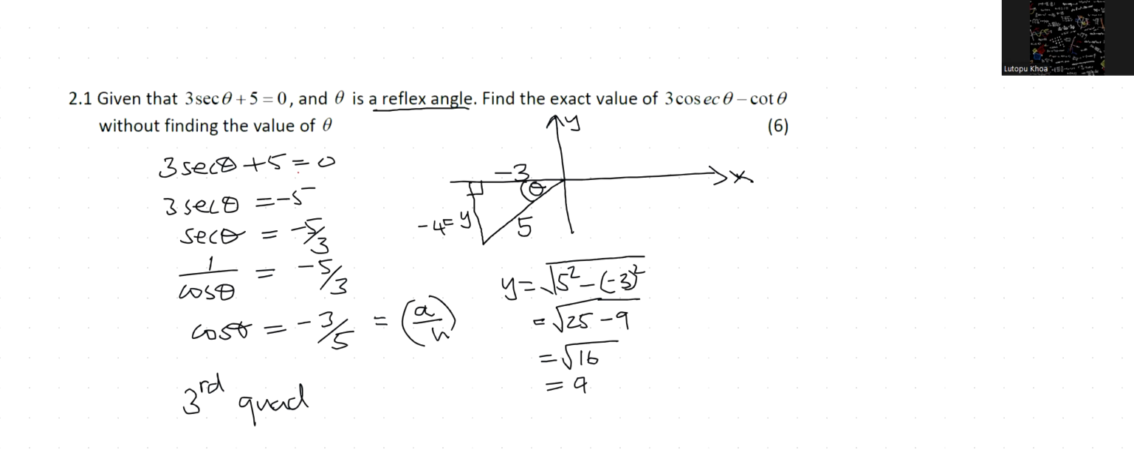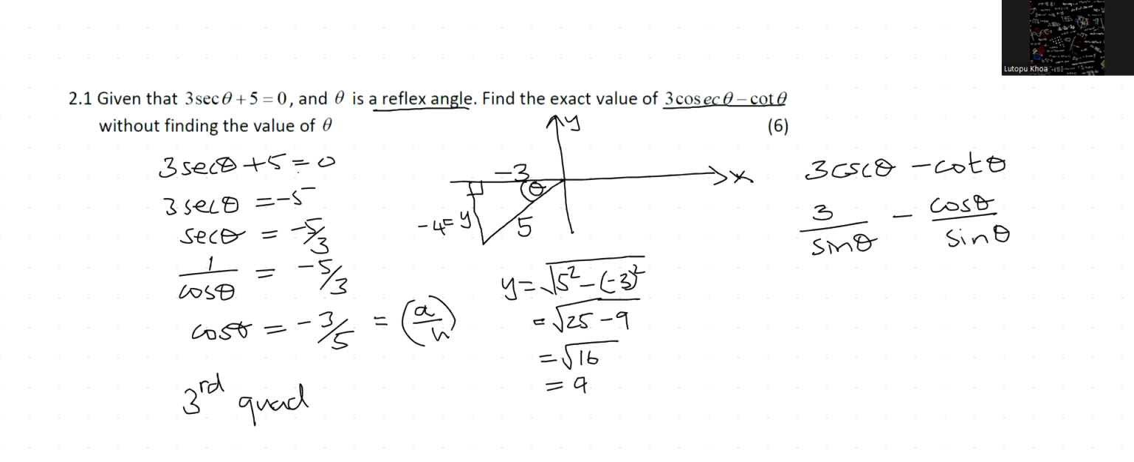Now you answer the question, what are we asked to find? 3 cosec theta minus cot theta. So 3 cosec theta minus cot theta. 3 cosec theta is 3 over sine theta, minus cot theta, which is cos theta over sine theta. So we have 3 divided by, from my triangle, sine theta, which is the opposite over the hypotenuse. So this is minus 4 over 5. And you can see it's negative. That's in the third quadrant. We should get a negative value.